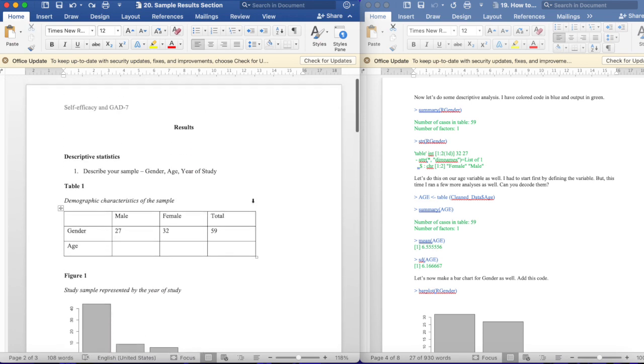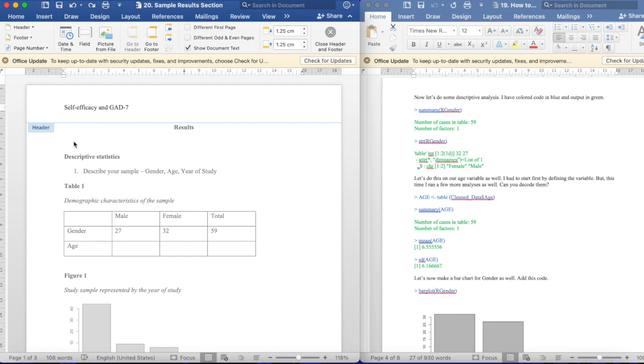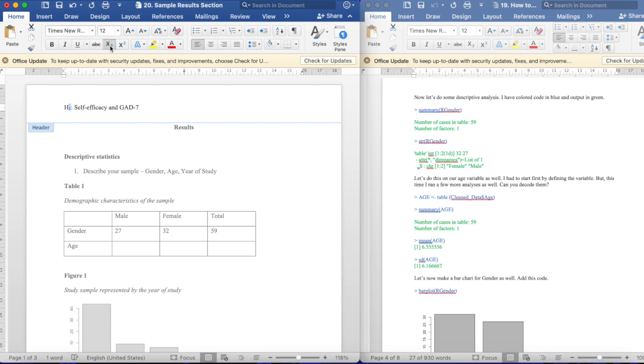Now, here my study is about finding a correlation between self-efficacy and GAD-7, or generalized anxiety disorder. So I'm going to just write my hypothesis here. Now, this is not the exact way of writing a hypothesis. You don't need to write it as a running head, but I'm just showing it here so that you would know why exactly I'm doing this results section. Okay, so I am saying self-efficacy and GAD-7, let's say, demonstrate a statistically significant relationship. So this is exactly what I want to do in my study.